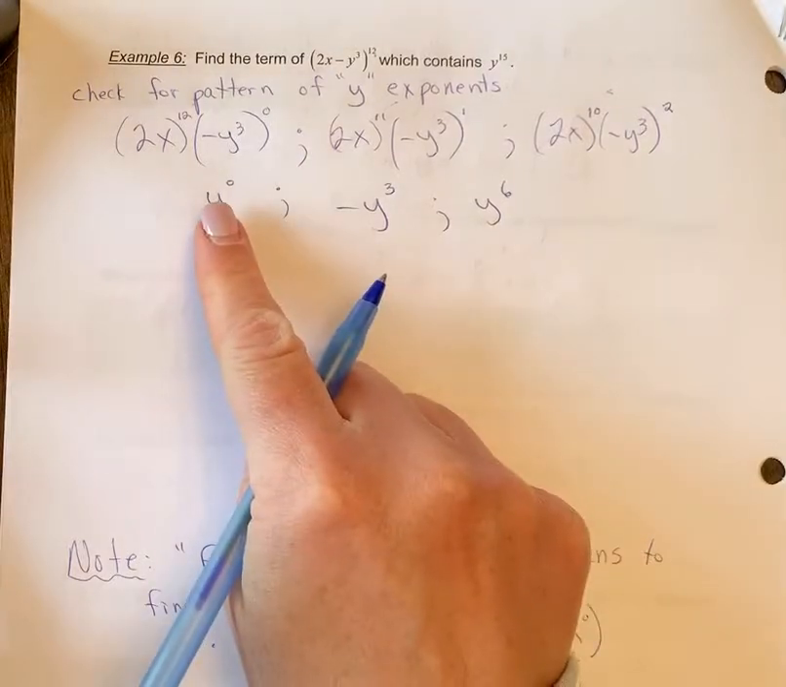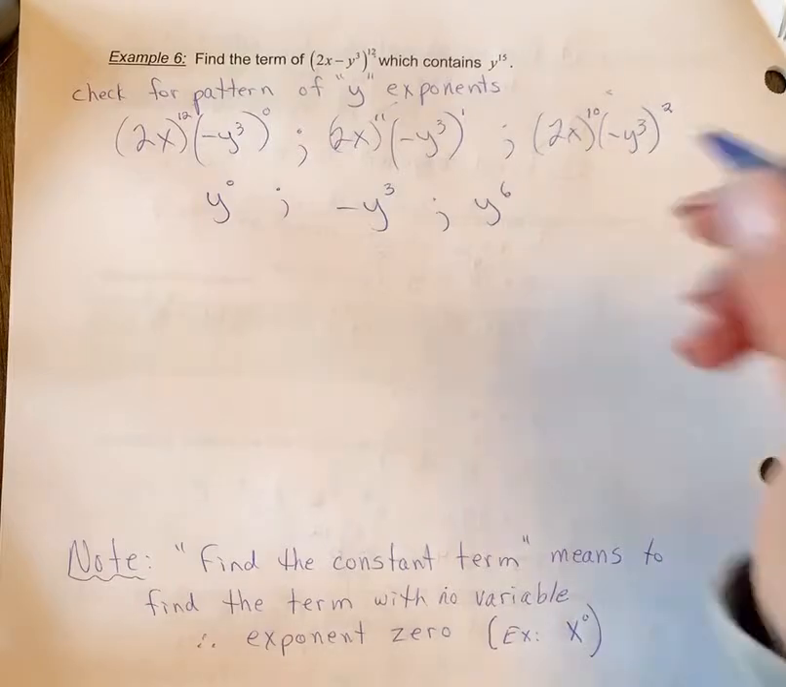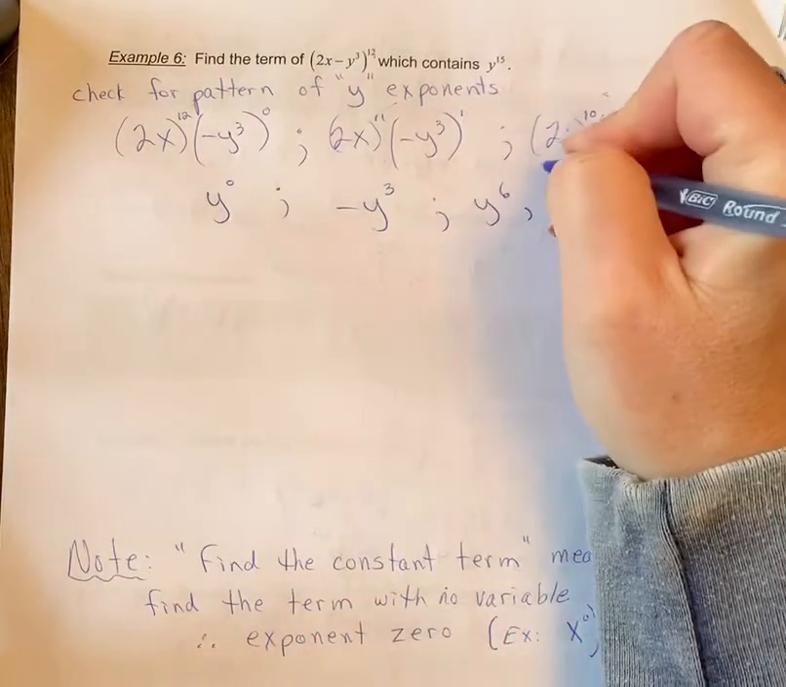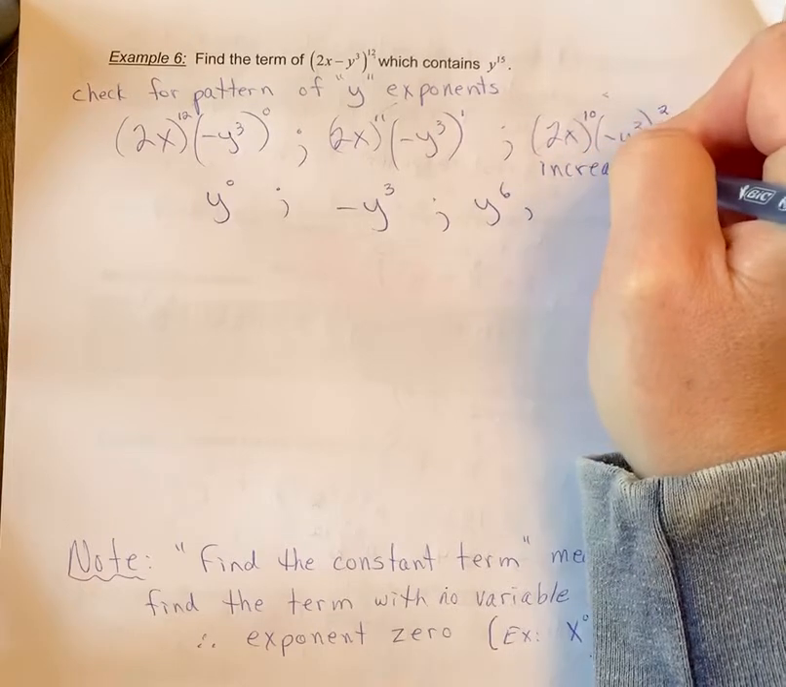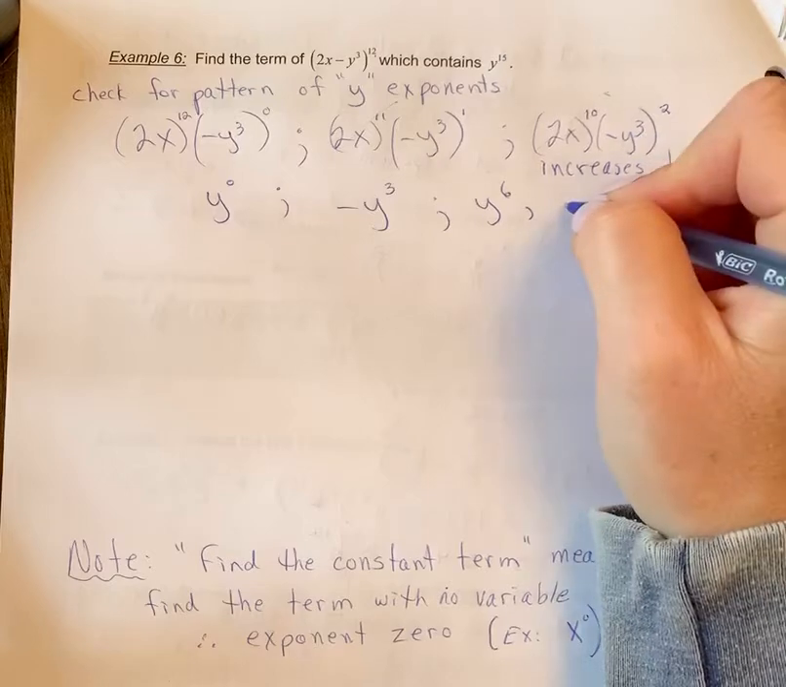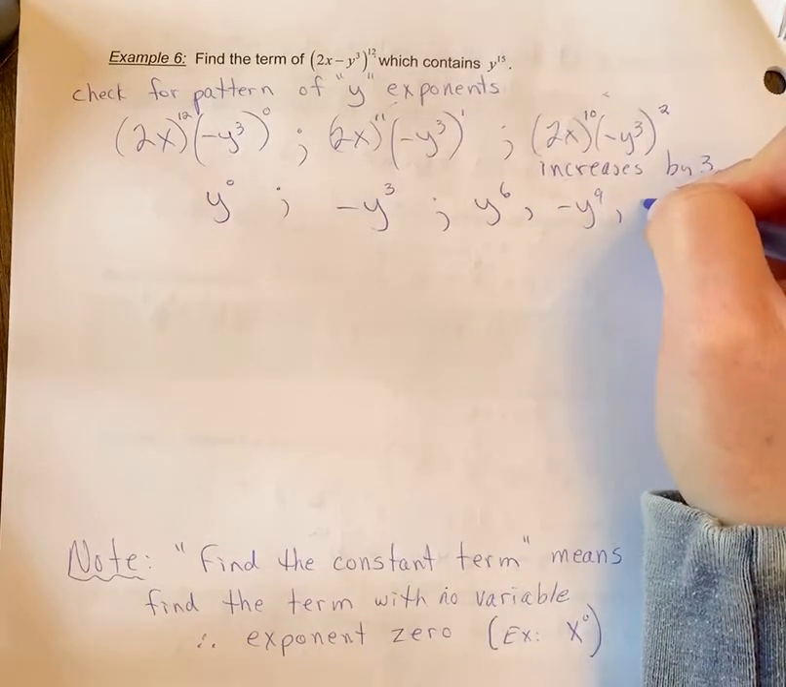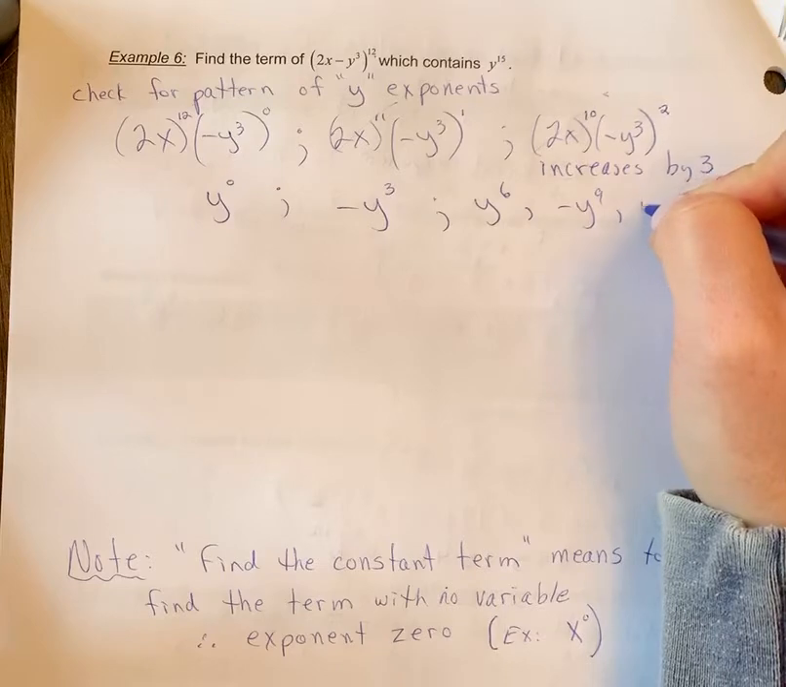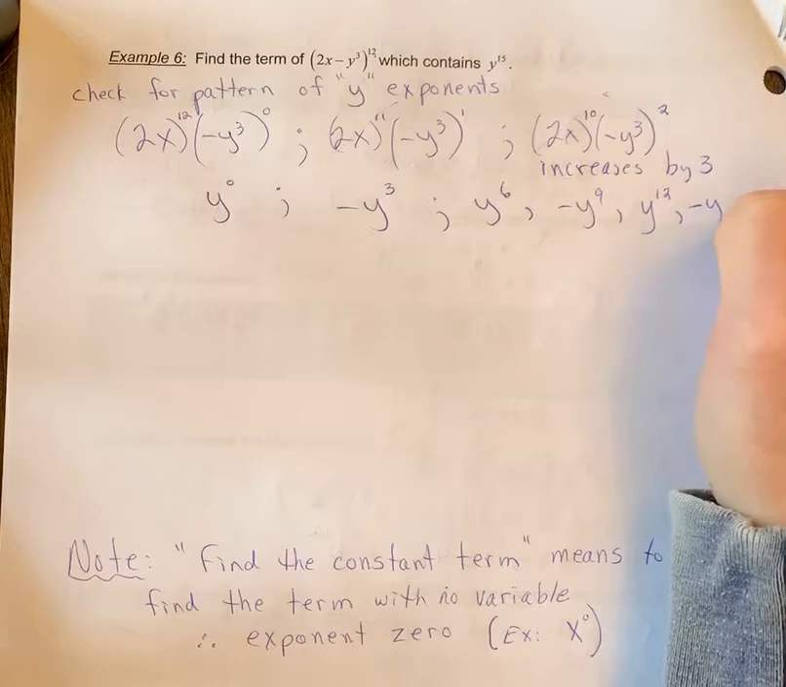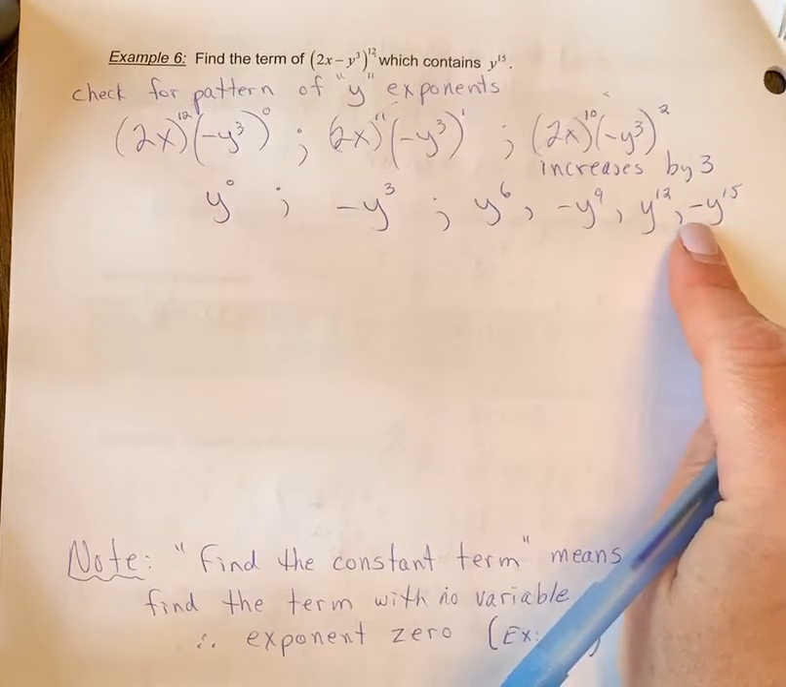So I can kind of tell the pattern, because this is negative, is going to go positive, negative, positive, negative. So sometimes that's helpful. So then I know that this pattern is going to be increasing by 3. So if I keep that pattern going, I'm going to have negative y to the 9. And again, I don't need those positives and negatives in there, but I think it's helpful. Y to the 12 would be positive. Negative y to the 15. So I actually know my answer is going to be negative. So that's the reason I put the negative sign in there.